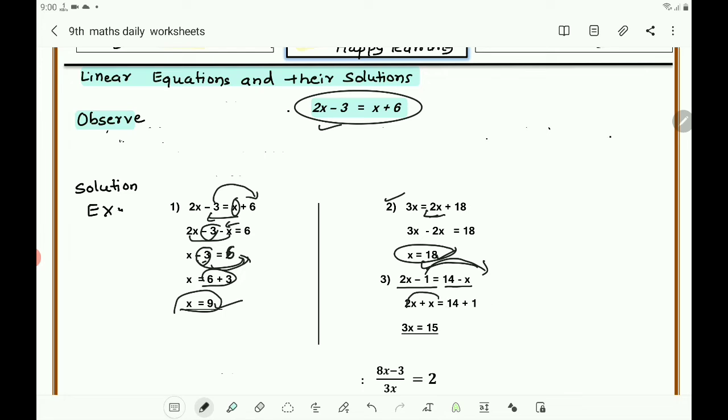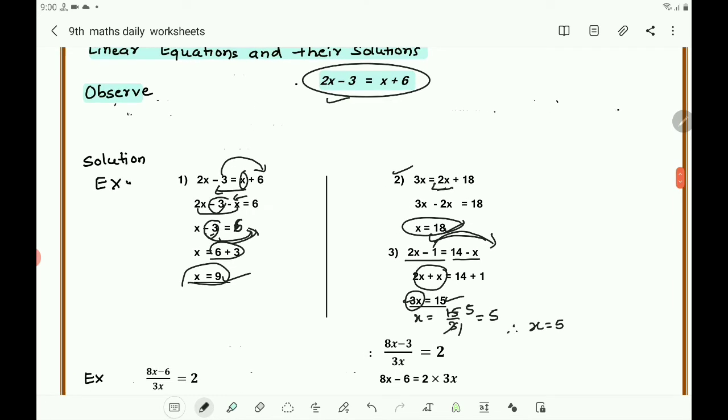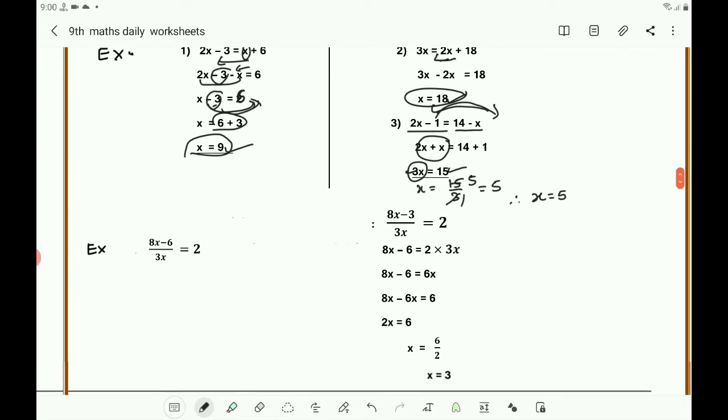Then 2x plus x is 3x. 3x equals 15. Then x equals 15 by 3. Here you must transfer 3 to the RHS. It becomes 15 by 3. 3 ones are 3, 3 fives are 15, so you got x equals 5. Therefore, what is the value of x? x equals 5, the solution of the linear equation. Then you take the next equation.